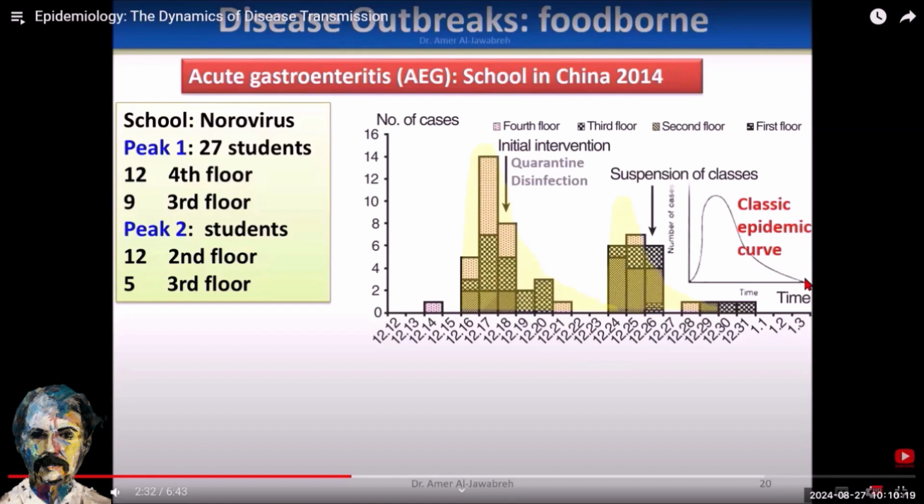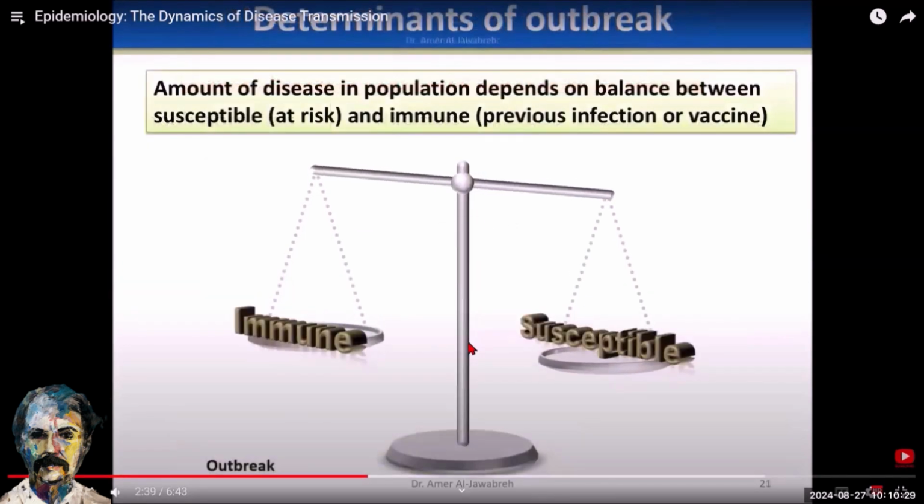One peak, one head. Okay. Then we go to the determinants of outbreak. There are two forces in the community, in the population, two forces that start pulling and affecting the outbreaks. These two forces, either immunity or susceptibility.